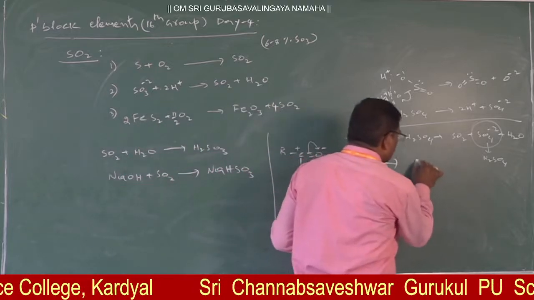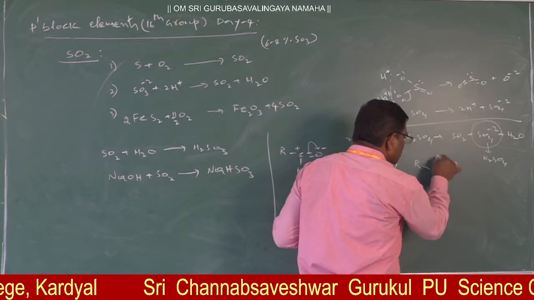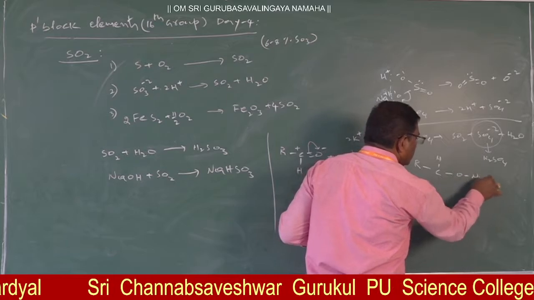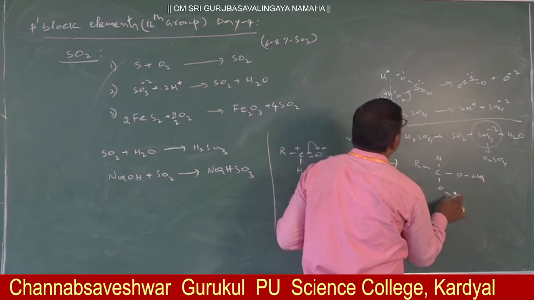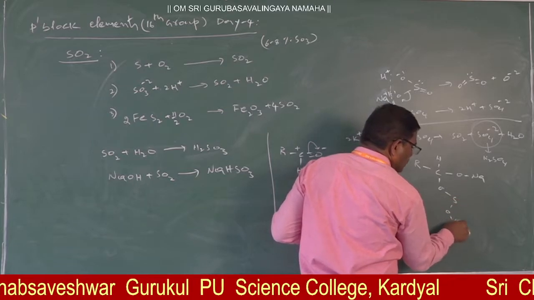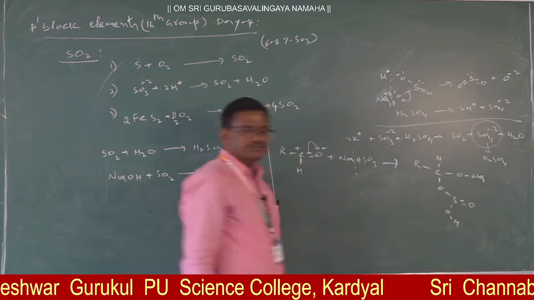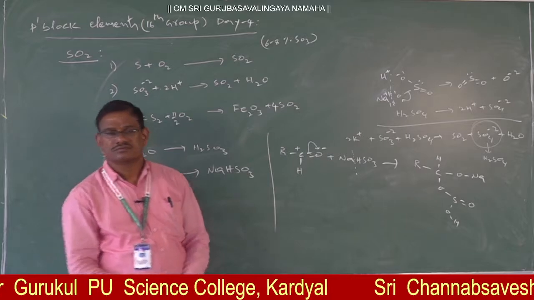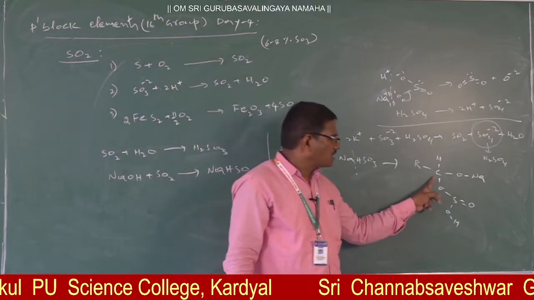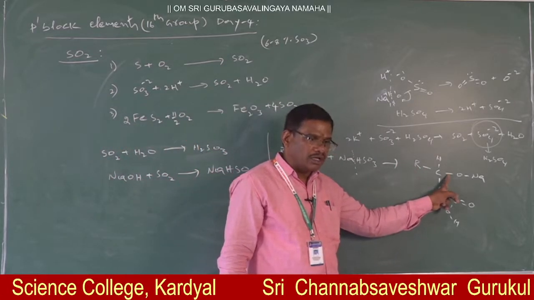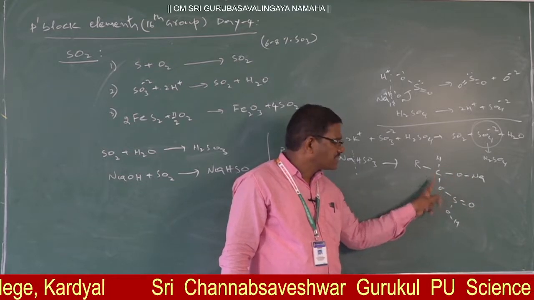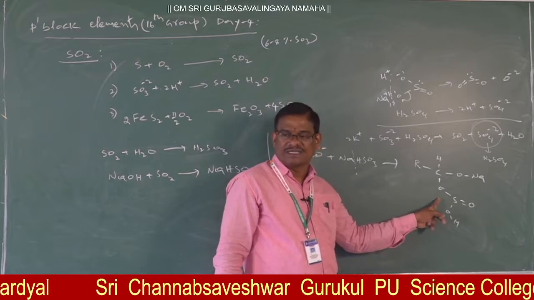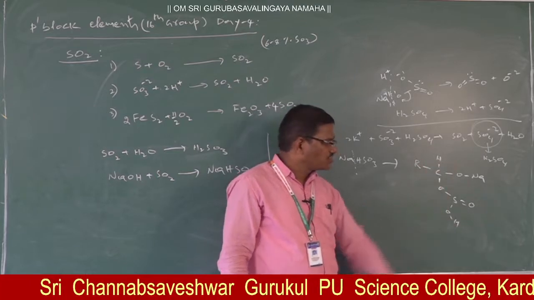Therefore, what are we going to yield? The C double bond O is broken, O minus receives Na plus. Now here C plus receives the bisulfite. Right? In this way it is going to form.